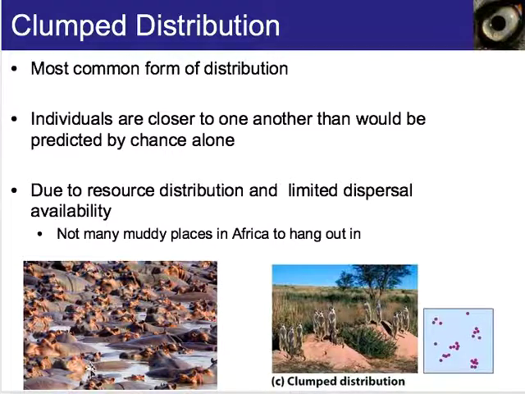So for example, you're going to find a bunch of hippopotamuses near water. They're not going to be evenly distributed throughout Africa. They're going to be all hanging out around water. Or these prairie dogs like to hang out in clump distributions around food and easy areas to build their homes.